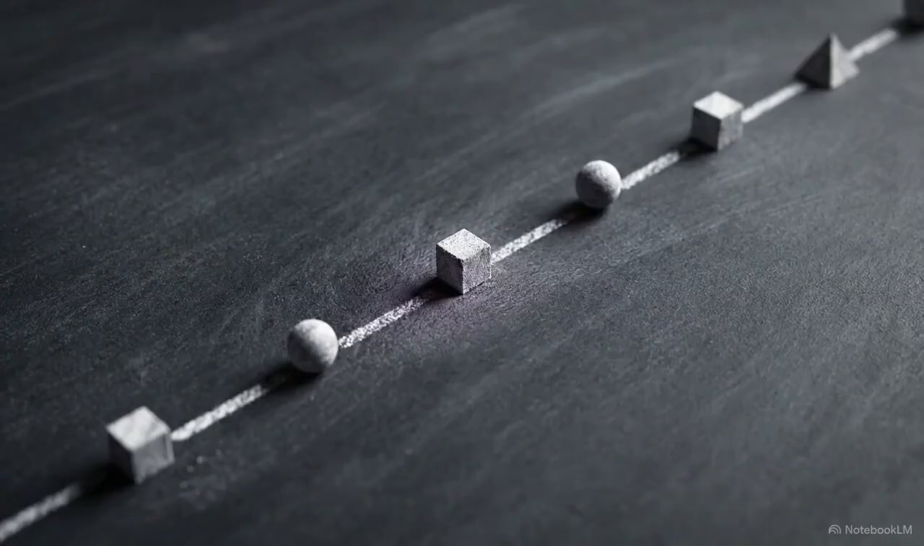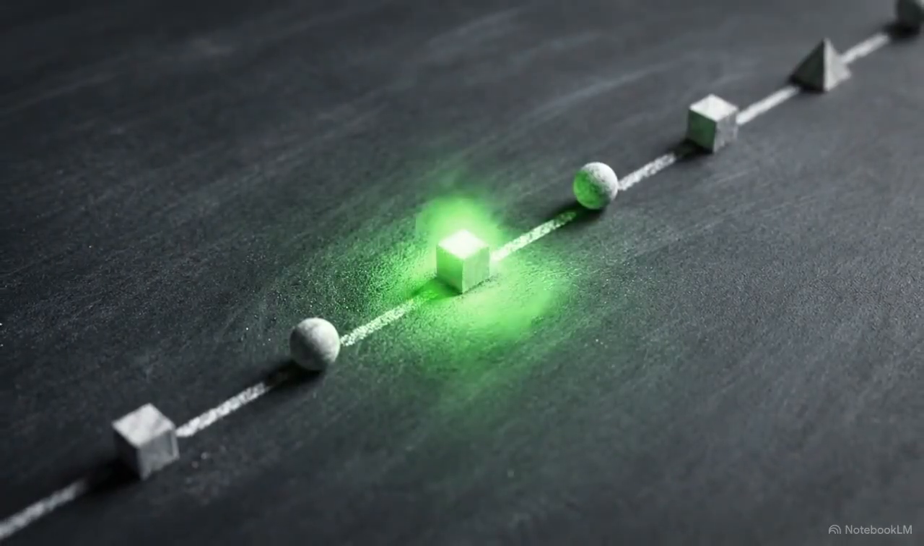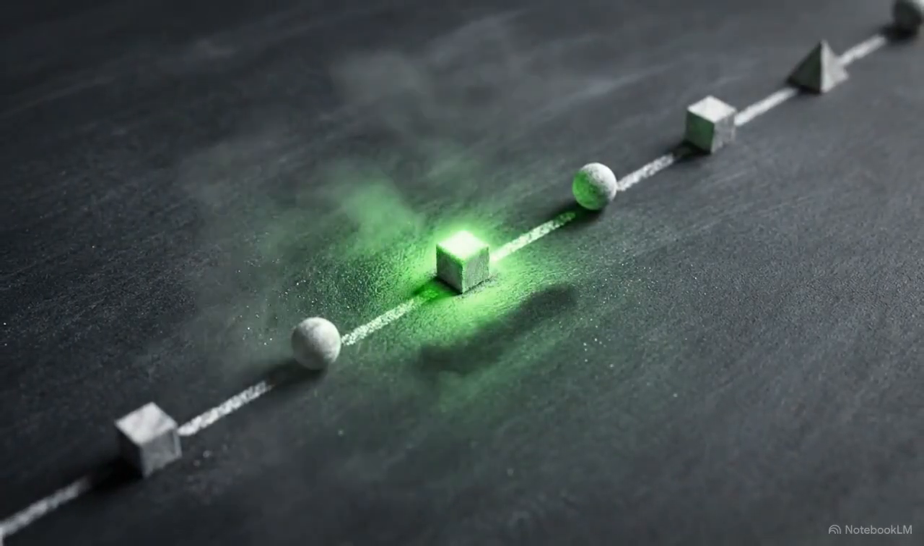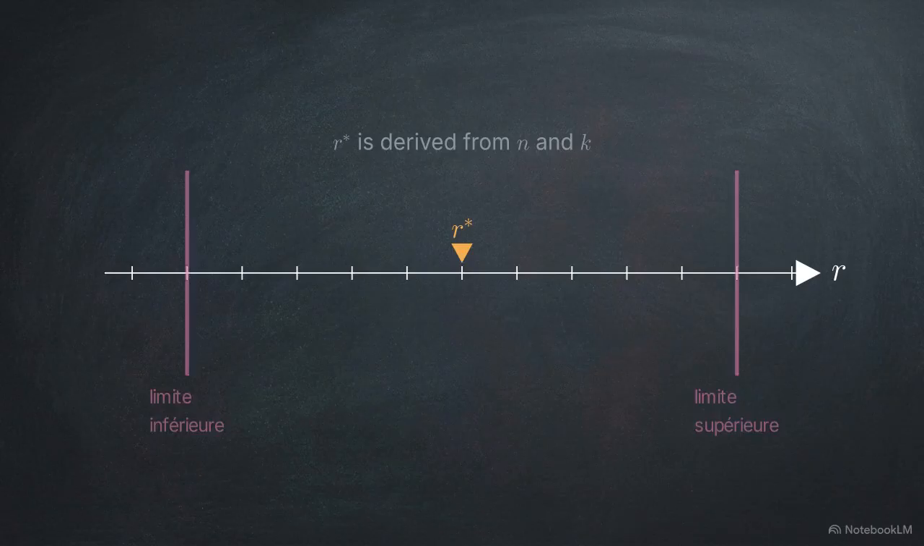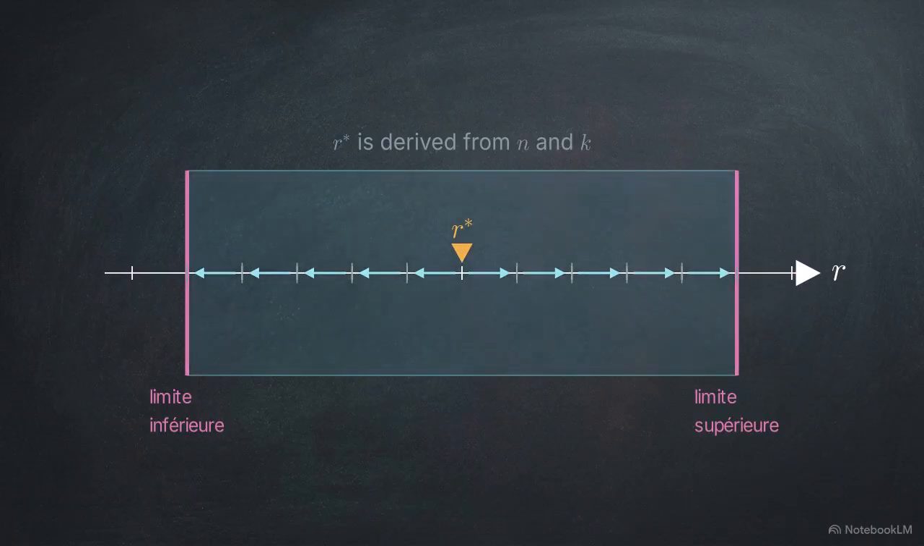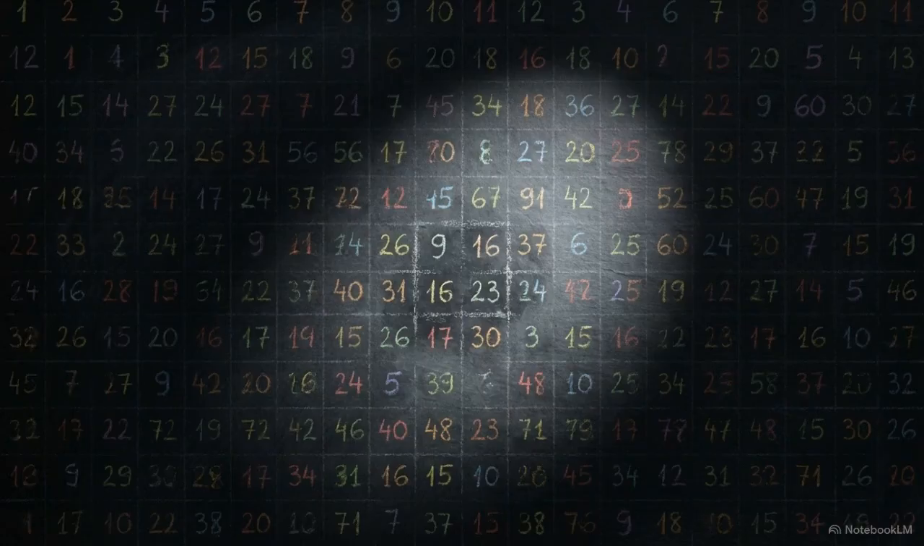Testing every integer r from 0 up would be inefficient. The algorithm uses a more direct starting point. It identifies a median marker, r star, calculated directly from n and k. The search initializes at this median, moving outward in calculated increments to test surrounding values of r. This sequence is strictly limited. It stops once the search reaches the mathematical upper bound. Starting at the median avoids unnecessary computation, focusing only on the most probable search space.